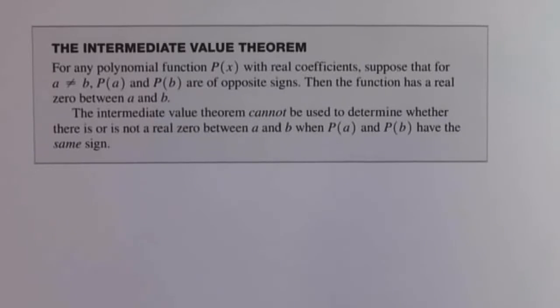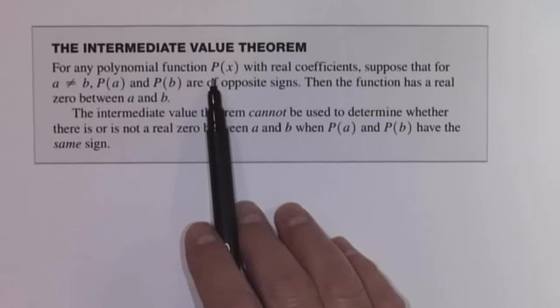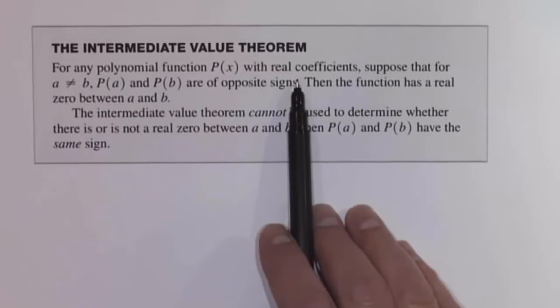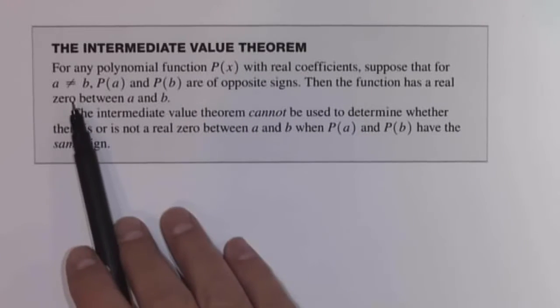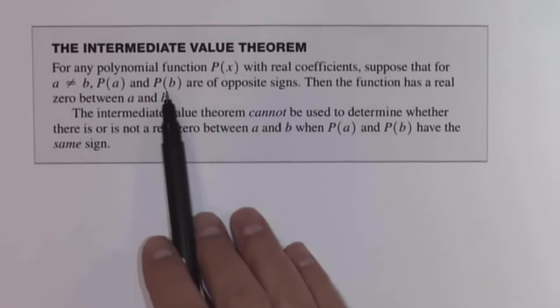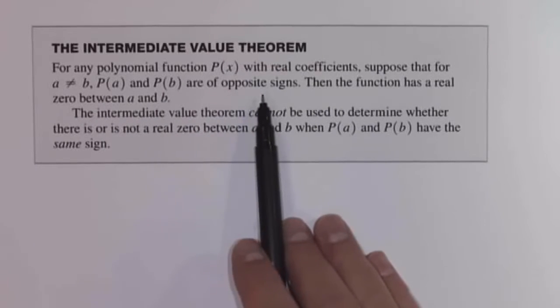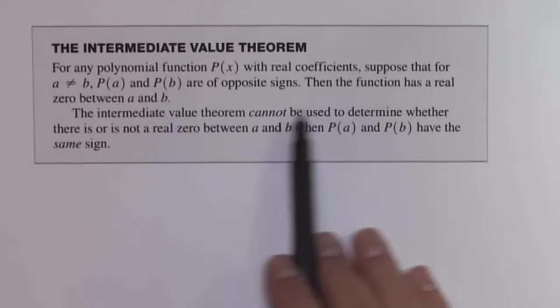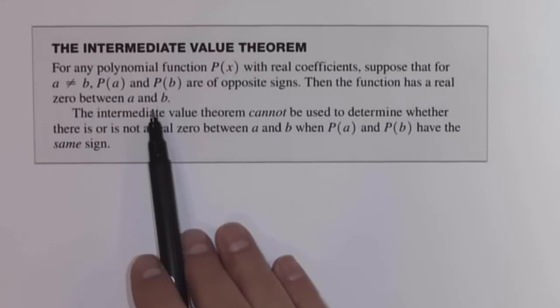In this video, we're going to look at the intermediate value theorem. For any polynomial function p of x with real coefficients, suppose that for a not equal to b, p of a and p of b are of opposite signs. Then the function has a real zero between a and b.